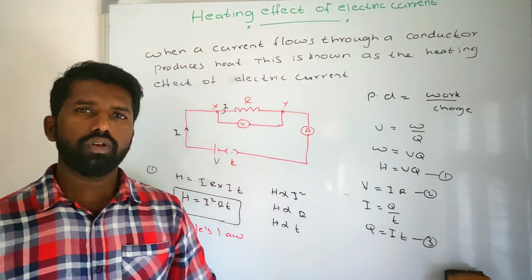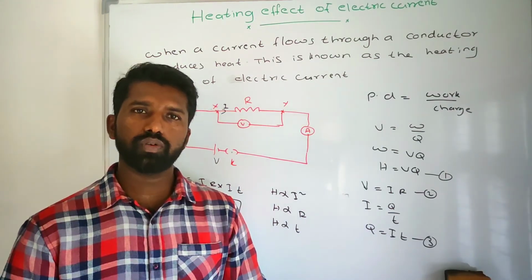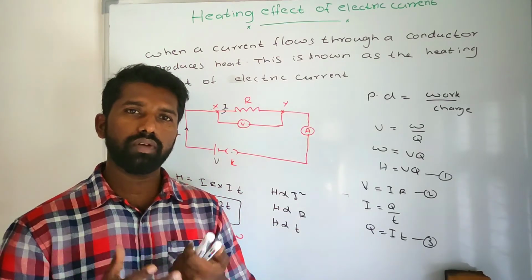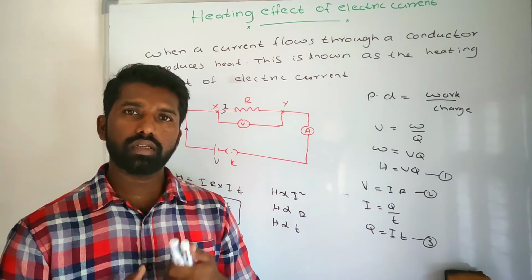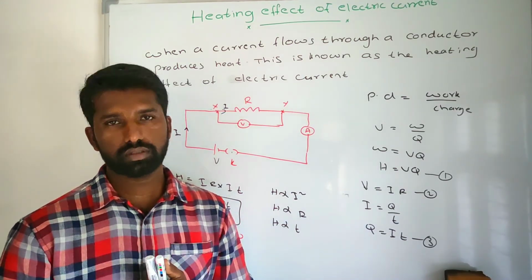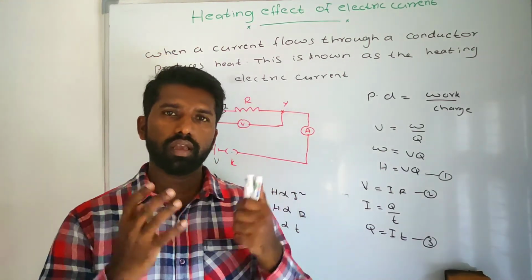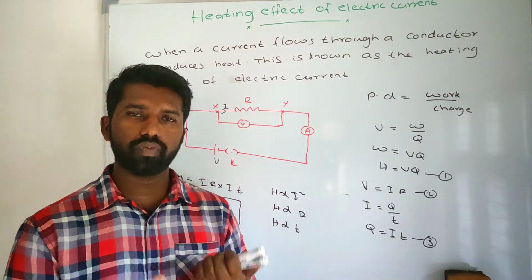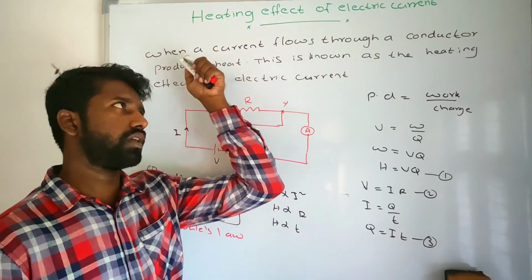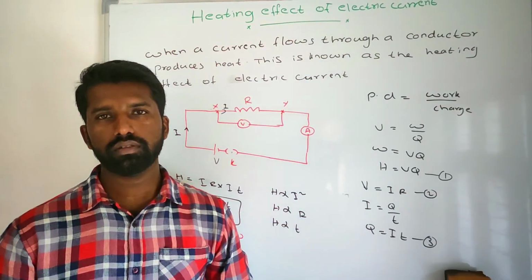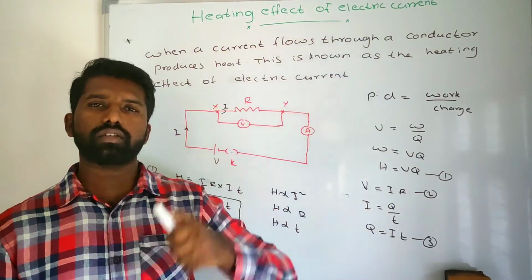All the devices involve conductors, so all the devices produce heat. Devices like a motor, mixie, and fan produce heat, and some amount of energy is wasted in the form of heat. But other devices like an electrical iron box, heater, and oven work based on this principle, the heating effect of electric current. This is about the heating effect of electric current.